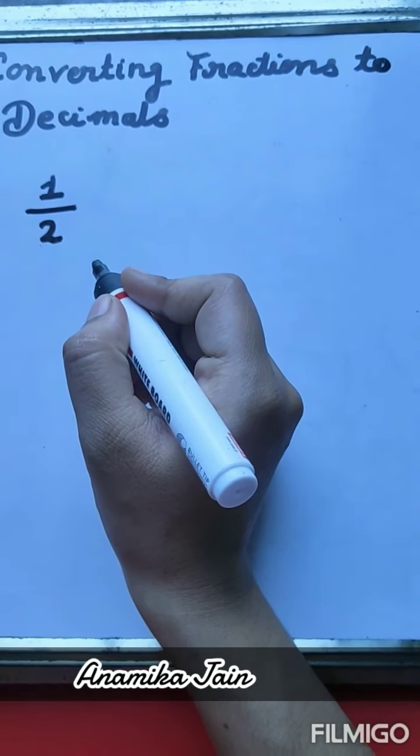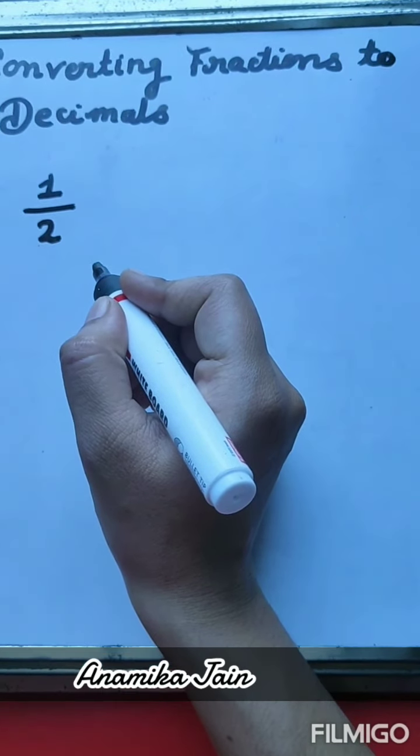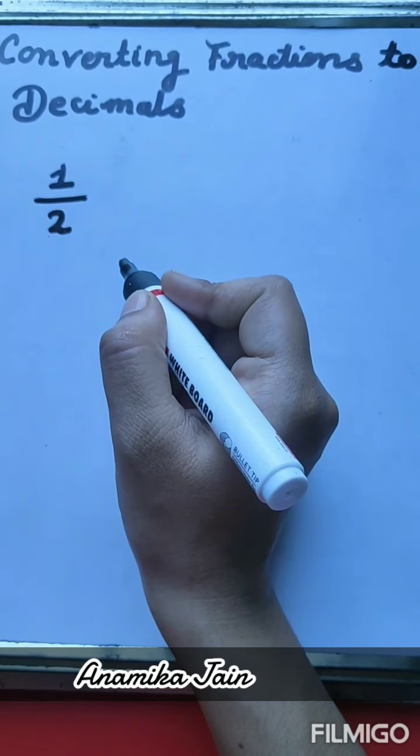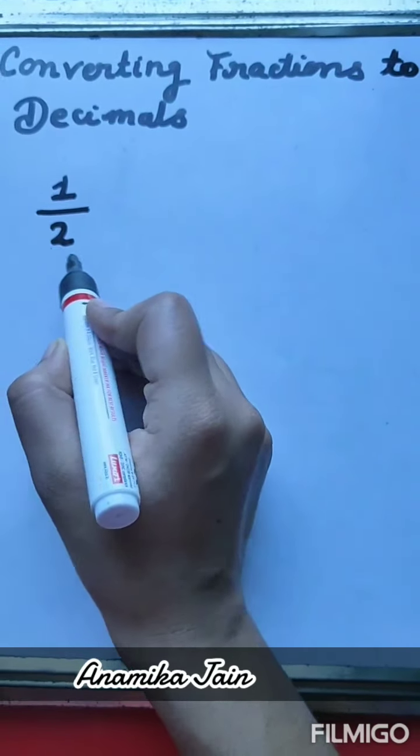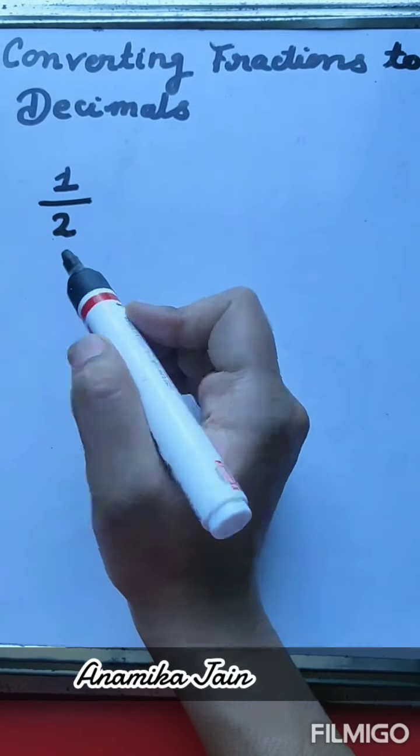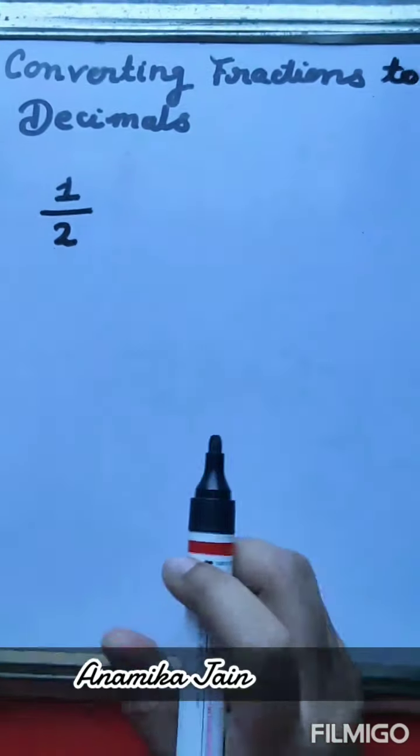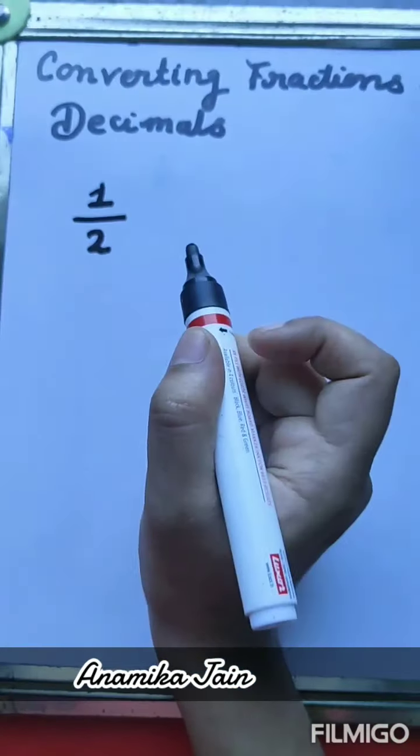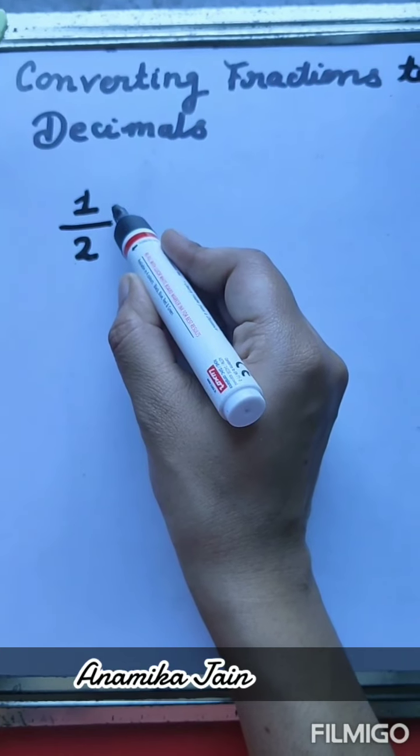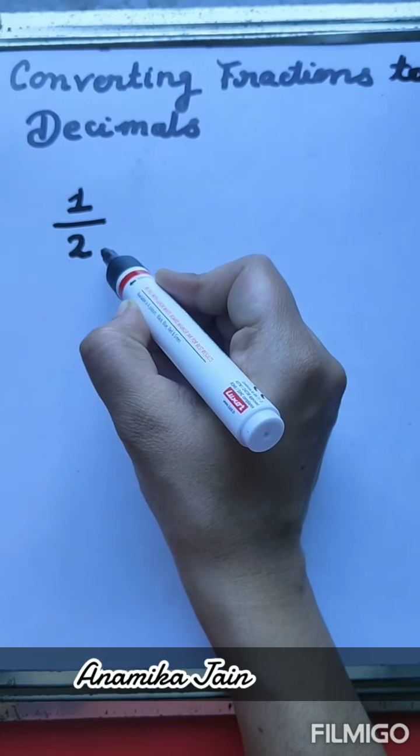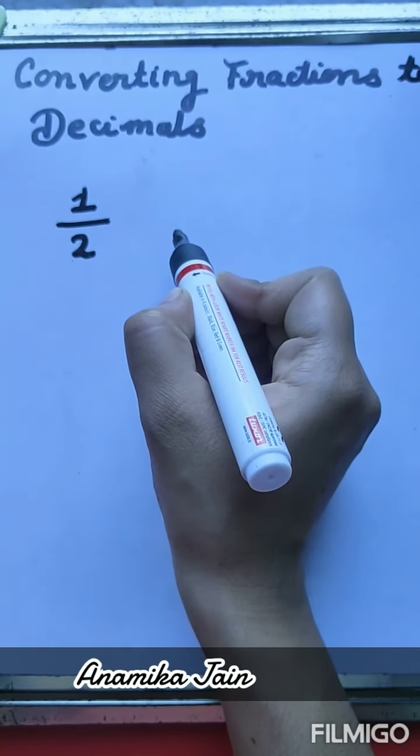1000, 10,000 or in the power of 10. Now today we will see how to solve the questions in which the numerator is 2, 5 and so on. So now let us solve this question. In this question we have to convert the fraction 1 by 2 into decimal form.